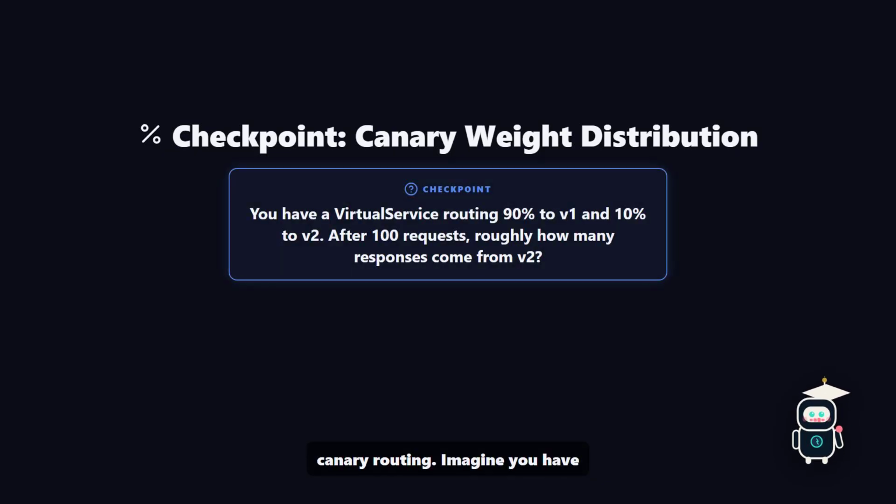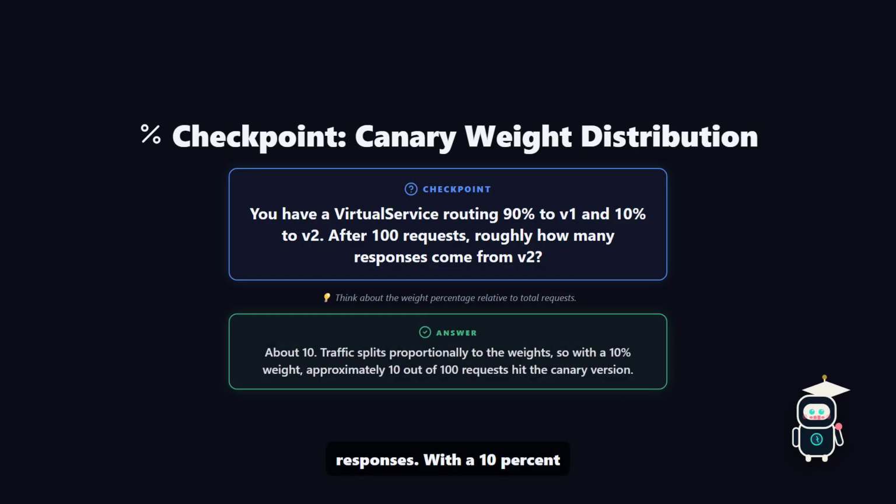Imagine you have a virtual service routing 90% to version 1 and 10% to version 2. You fire 100 requests. Roughly how many responses come from version 2? The answer: about 10 responses. With a 10% weight, traffic splits proportionally, so about 10 out of 100 requests hit the canary version. Use istioctl proxy-status and check Envoy stats to see this in your own cluster.